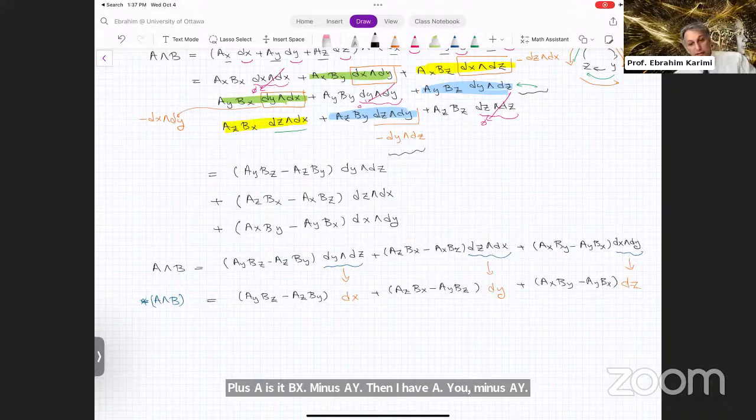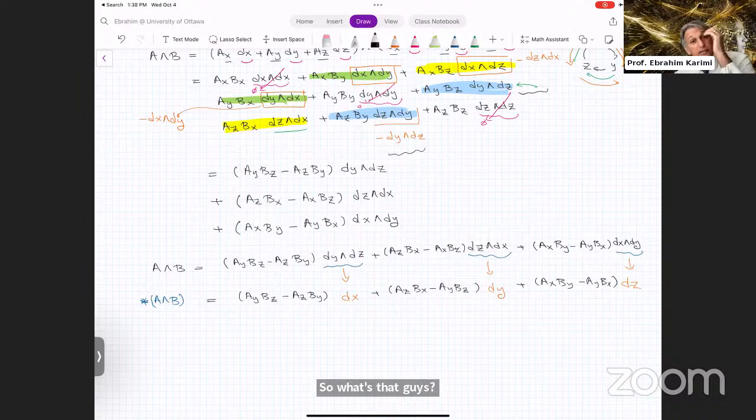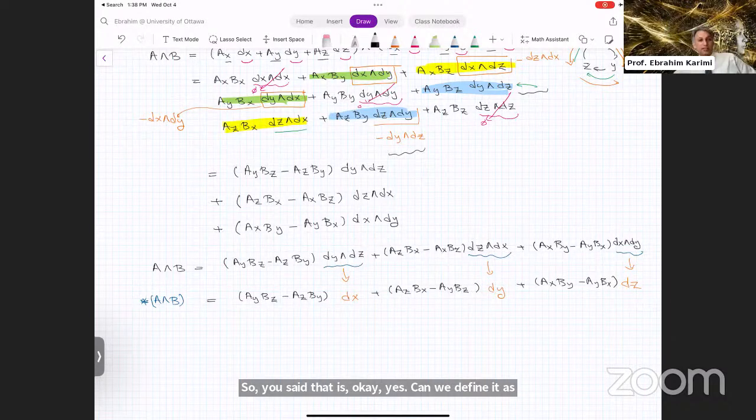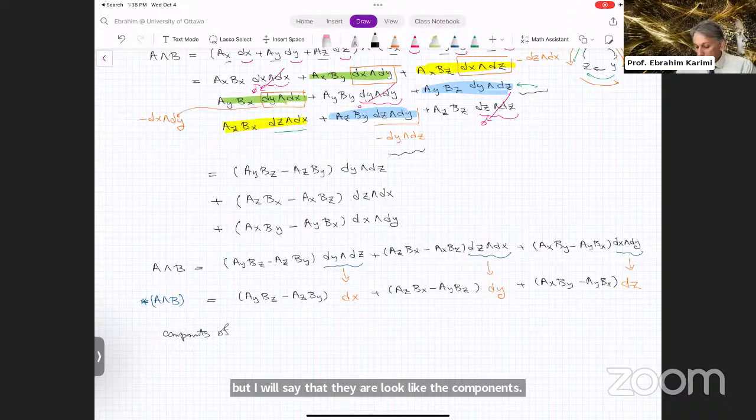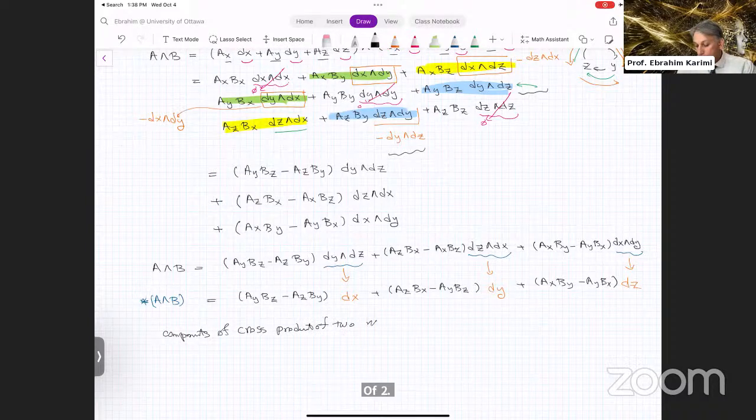So what's that, guys? Isa said that is okay. Yes. Can we define it as a determinant? Well, yes, indeed, you can write it as a determinant, but I will say that they look like the components of the cross product of two vectors in three-dimensional space.